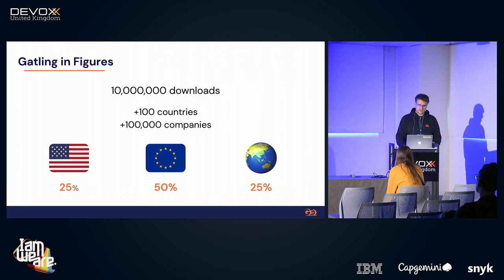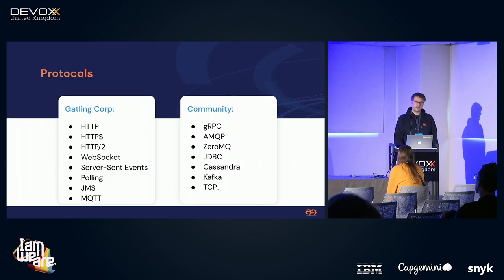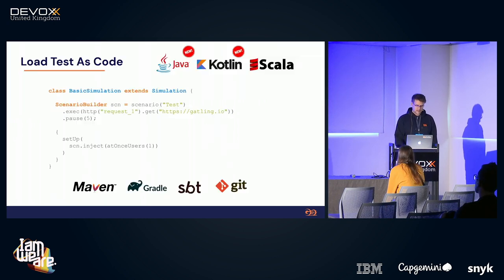A few words about Gatling open source. Gatling is pretty popular. It's being used all over the world in lots of different companies, ranging from small startups to very high-profile web players, very large companies. It provides you with a wide range of supported protocols. Our main focus is still on HTTP, but we support many other ones. And there are also lots of community plugins.